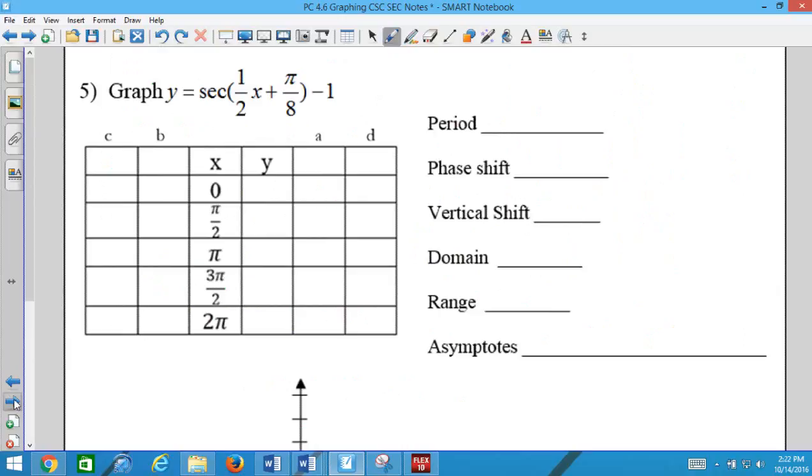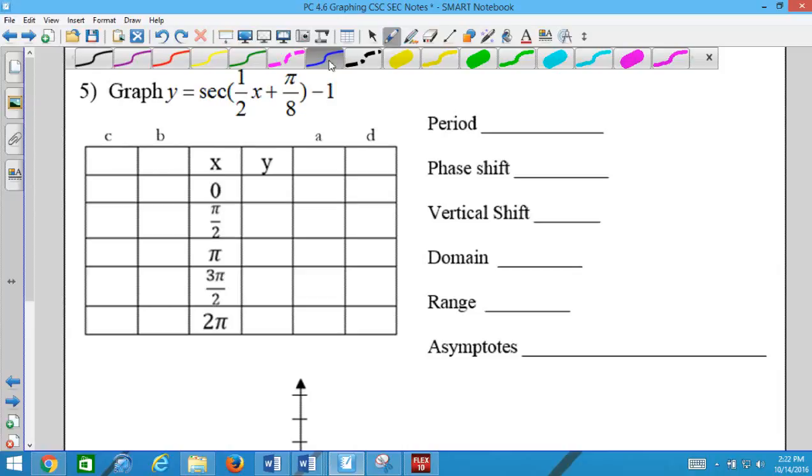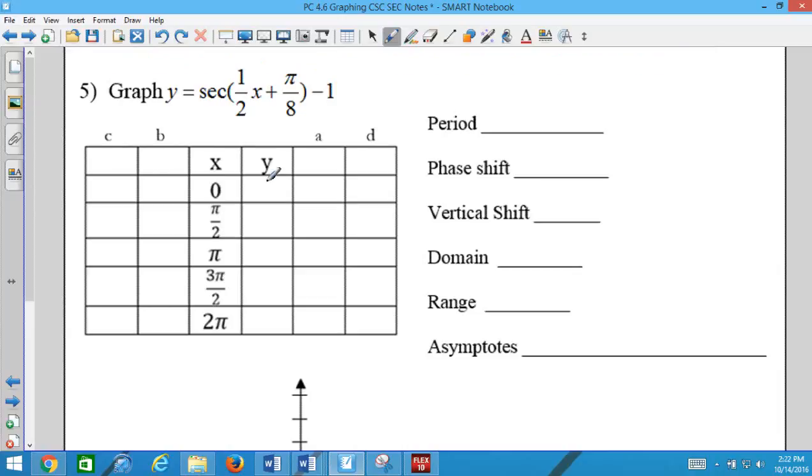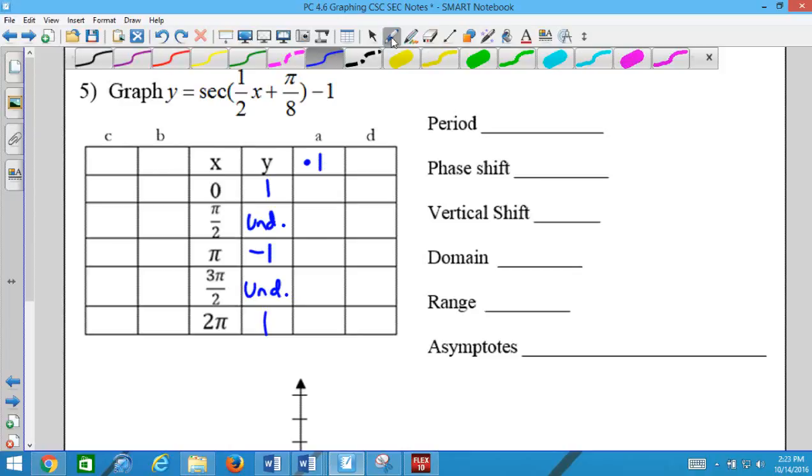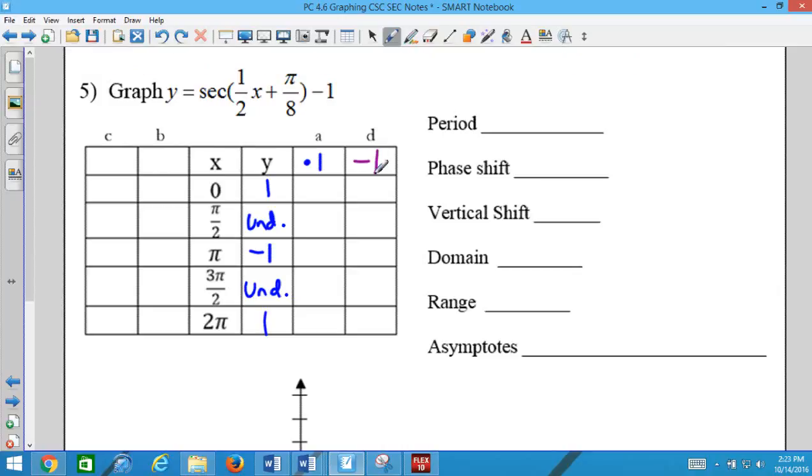All right, last one. We've got secant. I'm going to use my key points for secant. 1, undefined, negative 1, undefined, and 1. A value, the amplitude, we do not have one other than 1. So I can, if I want to, multiply by 1, but it's not going to change any of the values. D value, I do have a subtract 1 there. So we'll have 0, negative 2, 0, and then these are still undefined.